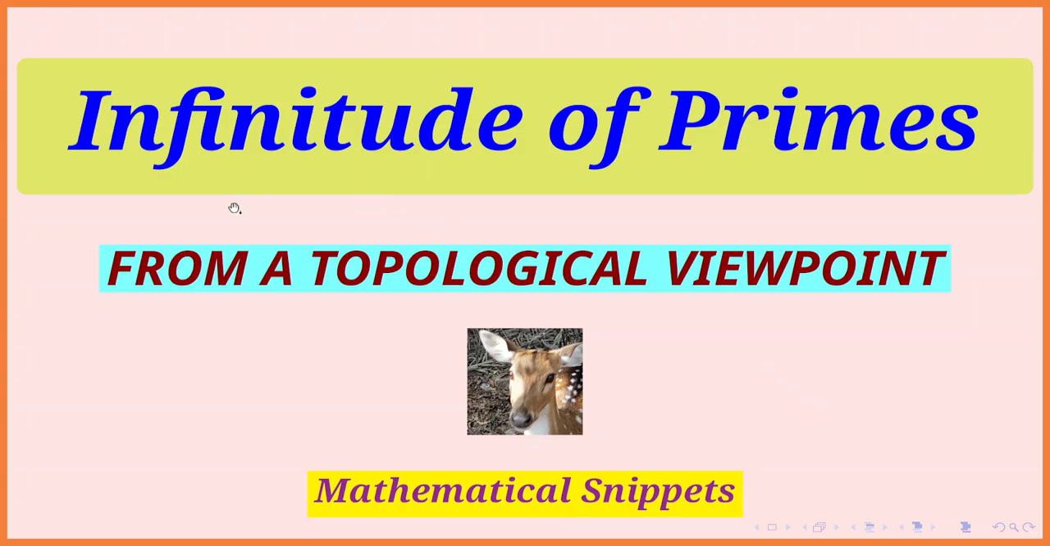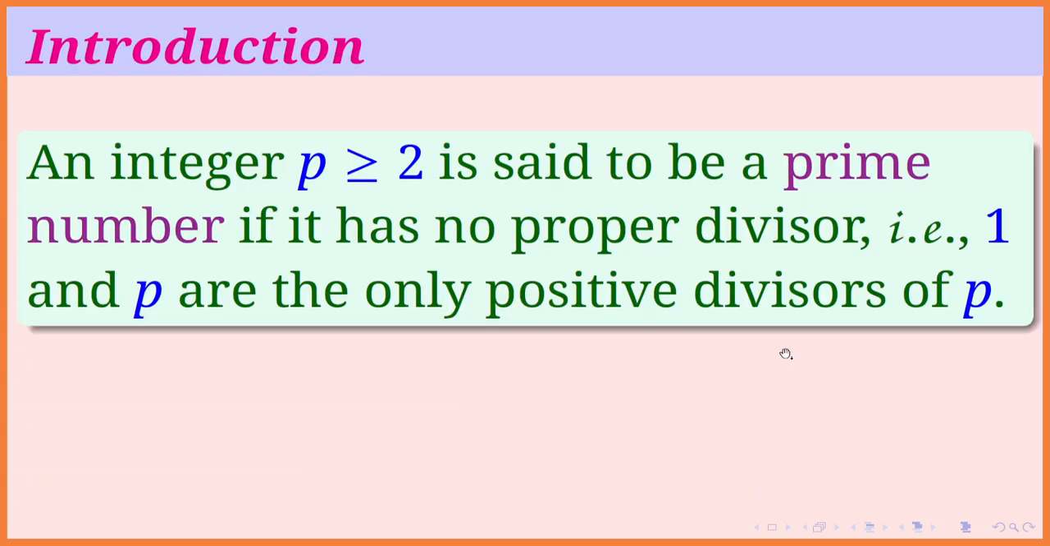In this video, I am going to talk about infinitude of primes from a topological viewpoint. We all know what is a prime number, but for the sake of completeness, let us define it here. An integer p greater than or equal to 2 is said to be a prime number if it has no proper divisor. That is, 1 and p are the only positive divisors of p.